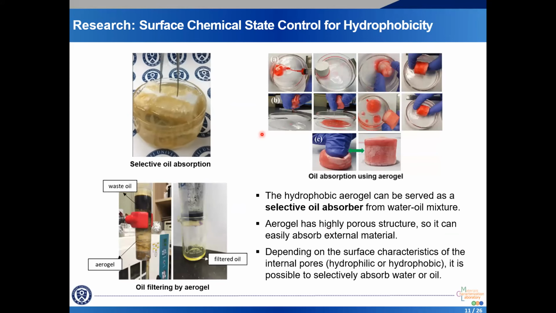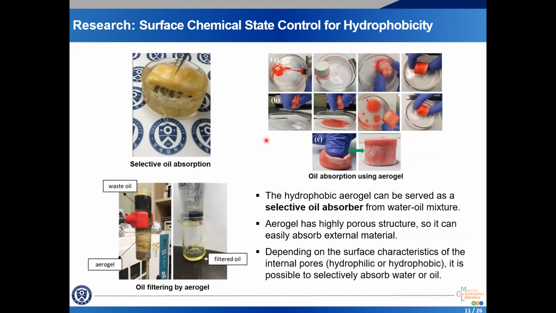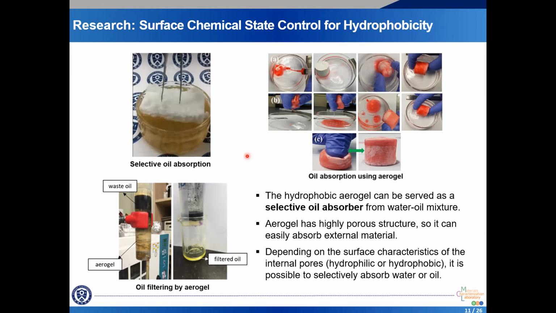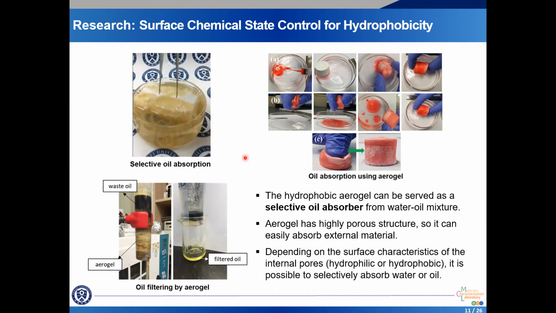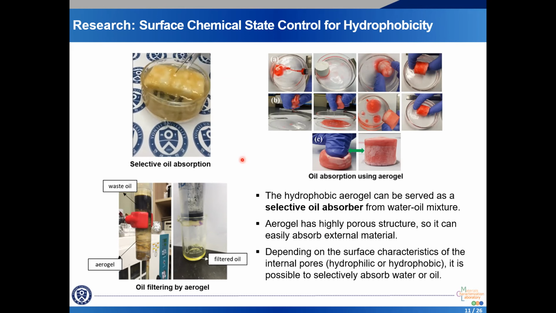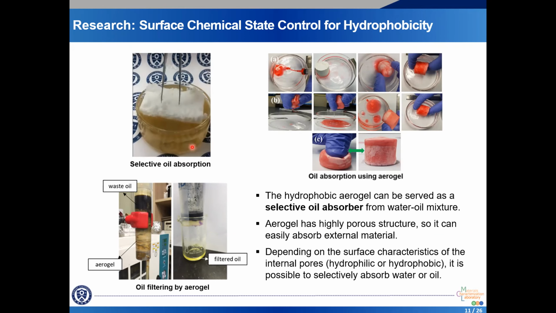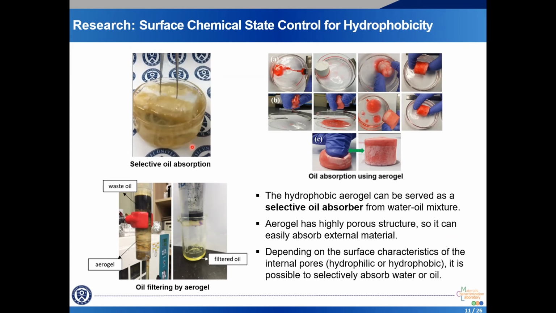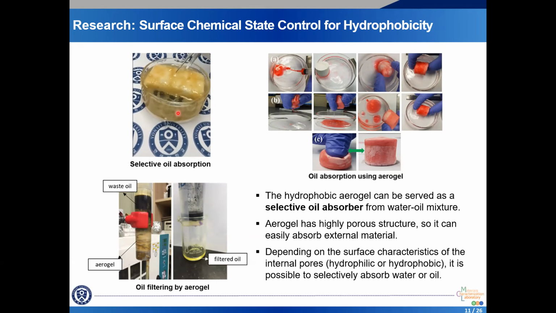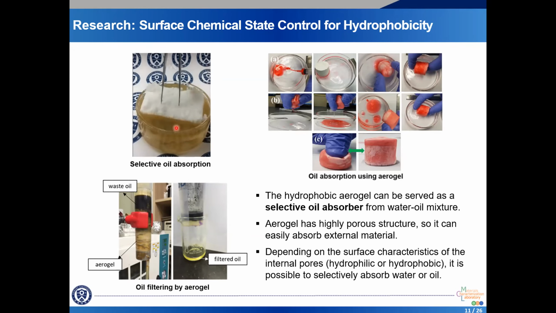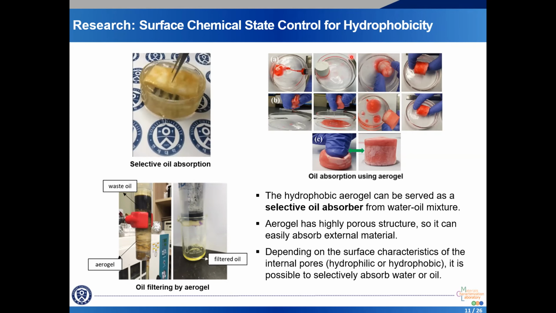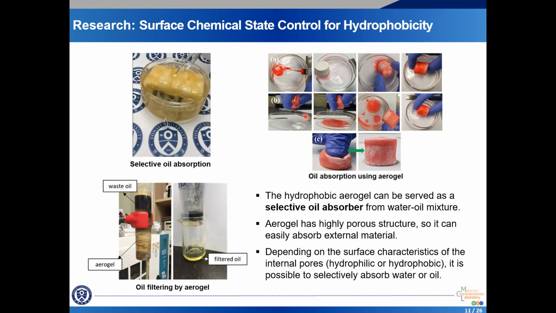The aerogel has a highly porous structure, so it can easily absorb external material. Depending on the surface characteristic of the internal pores, it is possible to selectively absorb water or oil. The video on the top shows that the hydrophobic aerogel selectively absorbs only oil from a water and oil mixture. The aerogel that has absorbed oil in this way can release the oil by compression by hand, as shown in the photos at the right side.